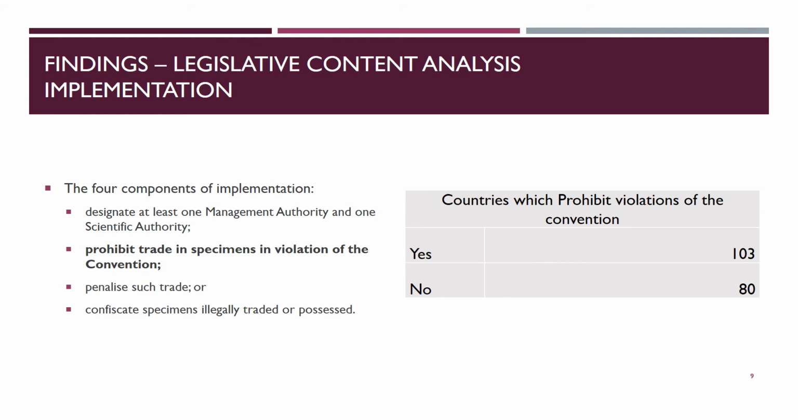The second component of implementation of CITES is to prohibit trade in specimens in violation of the Convention. From conducting the legislative content analysis, I argue that there are clearly 103 countries that prohibit it within their legislation. However, there are 80 where there is not a clear prohibition of this kind of trade, and that may account for the reason why we see nearly 50% of member countries of CITES not actually meeting the Category 1 standard of having fully implemented the Convention.